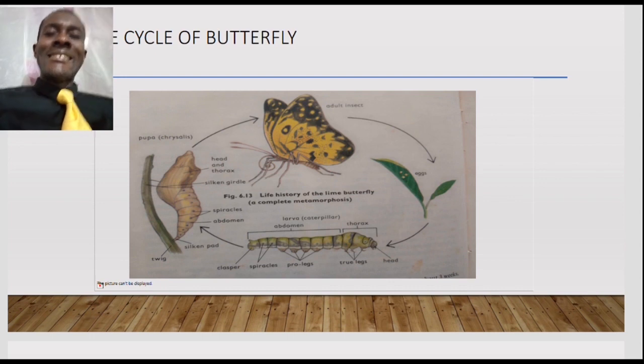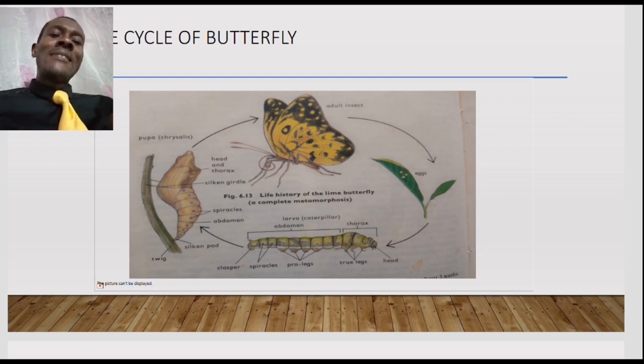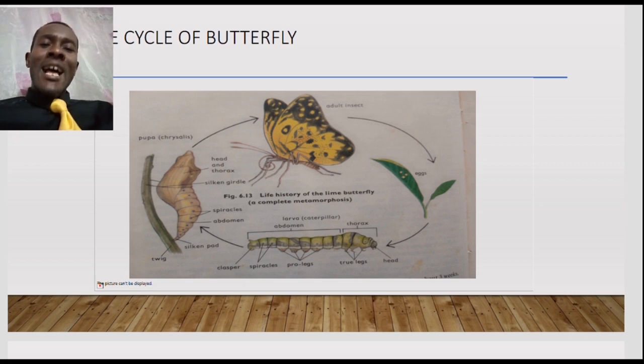With its biting and chewing mouth part, it is voraciously feeding on the leaves of plants. And it continues like that. Now, the unique thing about these developmental stages of pest insects that feed on crops is that when the adult lays the egg, it does not lay only one egg. The eggs of insects can be in their hundreds, can be in their thousands.